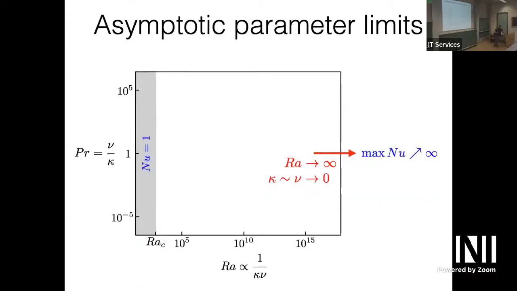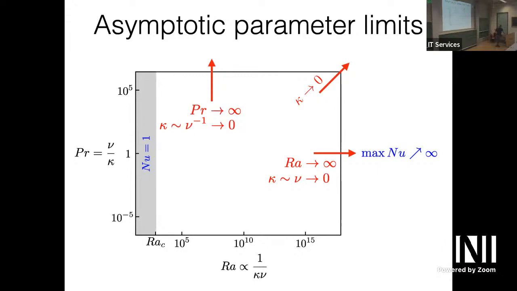What about some other limits? What else should we think about? Well, suppose only kappa is going to 0. Let's not send the viscosity to 0. If you fix the viscosity and send kappa to 0, that's actually sending Prandtl and Rayleigh to infinity at the same rate. If you want to send Prandtl to infinity with fixed Rayleigh, you actually have to send viscosity to infinity like the inverse of kappa.